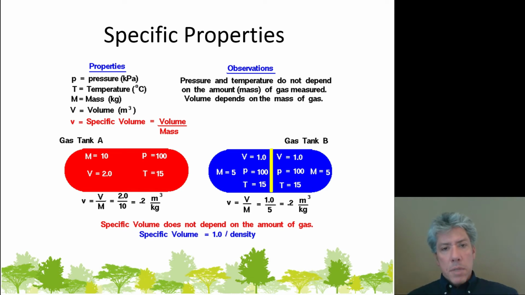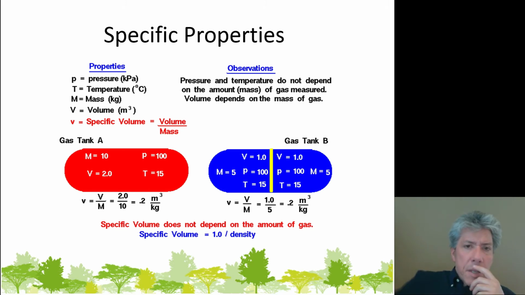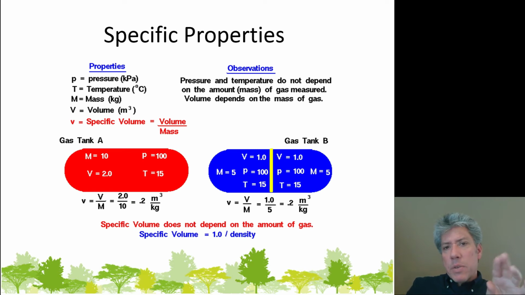Now let's take this a slightly different way. I've got tank A here on the left in red, and let's say we got 10 kilograms of something in the tank, and the volume of the tank is 2 cubic meters, pressure is 100 kilopascals, and the temperature is 15 degrees Celsius. Fine, whatever, just making that up, okay? Now, here's something interesting. Instead of dividing the mass by the volume, what if we divide the volume by the mass? So what if we take all the volume in the tank, the 2 cubic meters, and divide it by the 10 kilograms of mass that's in the tank? If we do that, then we'd find that we had 0.2 cubic meters per kilogram, just the inverse of density.